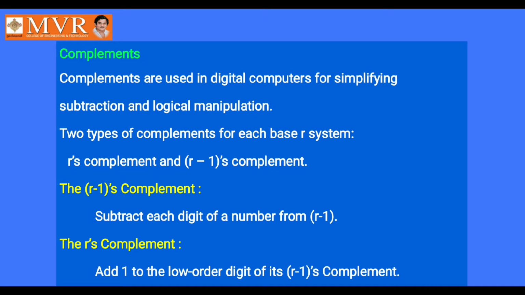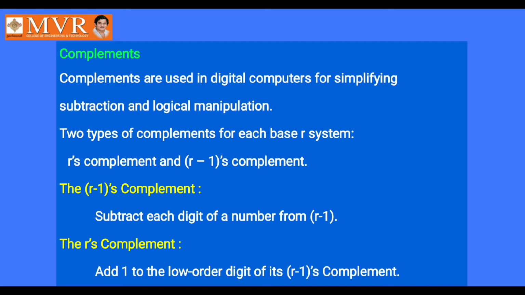So what are the types of complements? As shown in the slide, there are basically two types: R's complement and R minus 1's complement. Here, what is R? We have already discussed the significance of R in the previous session. R stands for radix. It is nothing but the base of the number system.